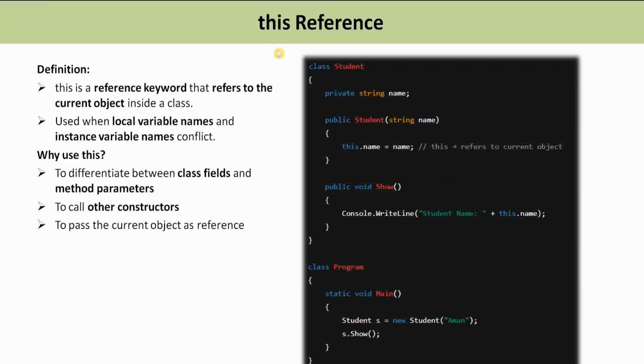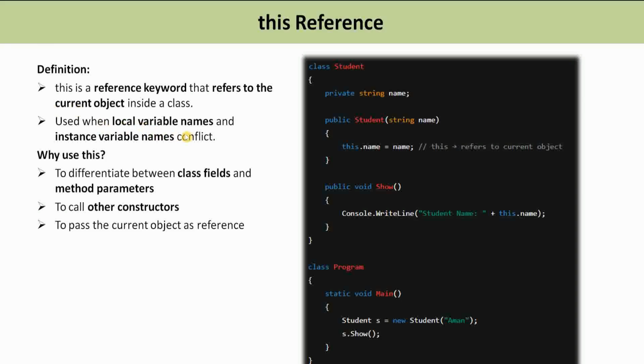First topic, we have this reference. So what is this reference in C#? Here first we have to focus on the definition. This is a reference keyword that refers to the current object inside a class. So it is a kind of reference keyword which we can use in a class. If we create any class, we can use it inside that class, because it only refers to that particular current object value. And then we can change it, whatever we want to do with our objects. We can modify the values, or as it is we can pass the same value.